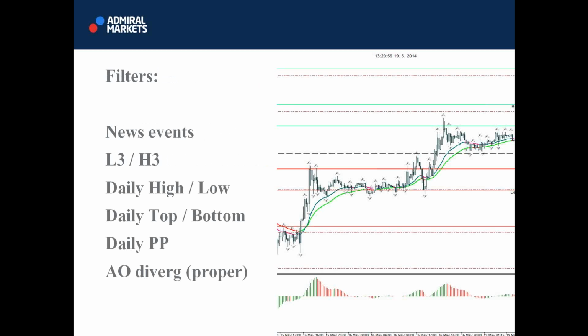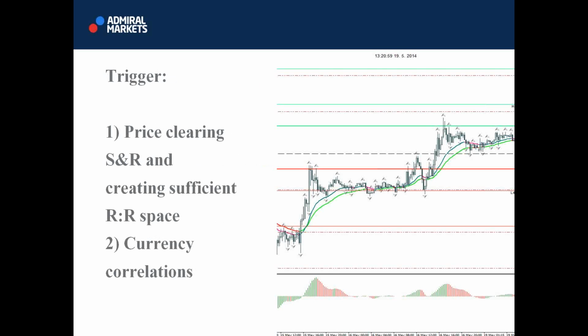Then we have filters. Potential filters could be, for instance, news events, when price is still contained within the Camarilla L3 and H3 levels, when you have daily highs or lows, tops or bottoms, pivot points close by, and divergence. Those are things that could stop a trade from taking place, but doesn't always have to be, but those are potential filters. Trigger would be when price clears through support and resistance, thereby creating sufficient space and currency correlations.